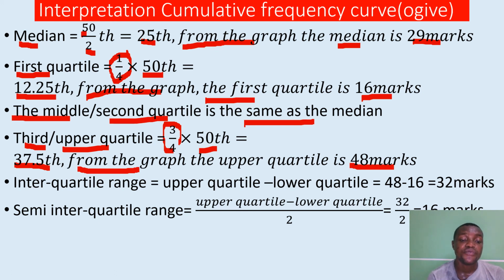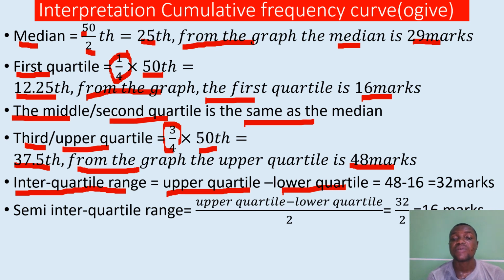We are then to find the interquartile range. It is the difference between the upper quartile and the lower quartile. So upper quartile is 48, lower is 16, making 32 marks. So interquartile range is the upper quartile minus the lower quartile.